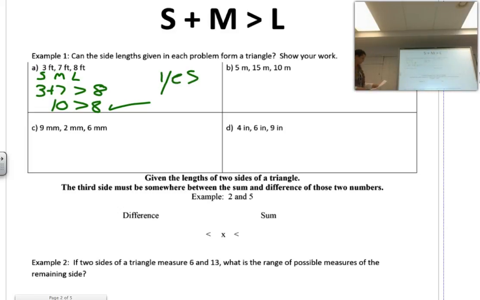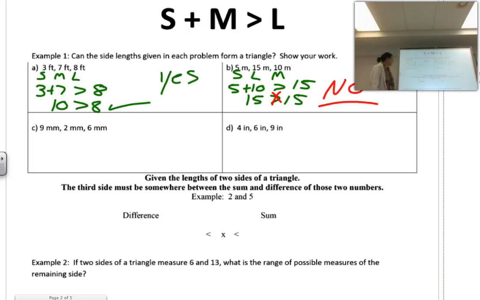Okay? Let's do the next one. Let's do B together as well. Same thing, I'm going to label small. Notice here that 15 is not the medium length. 15 is the longer length. And then the medium. So small plus medium should be greater than large. 5 plus 10 should be greater than 15. That's 15 is greater than 15, which is not true, which means that does not form a triangle. Try C and D on your own.